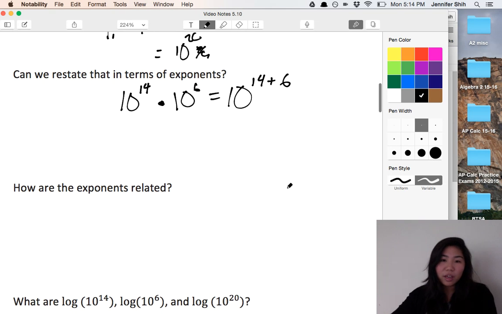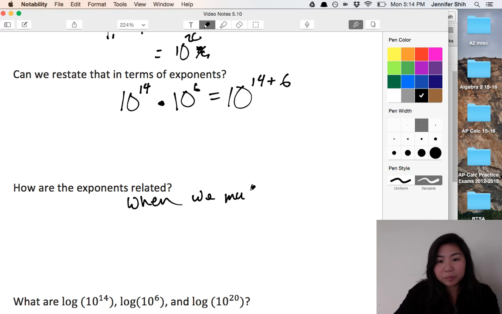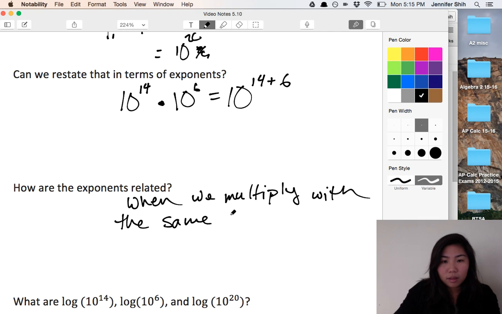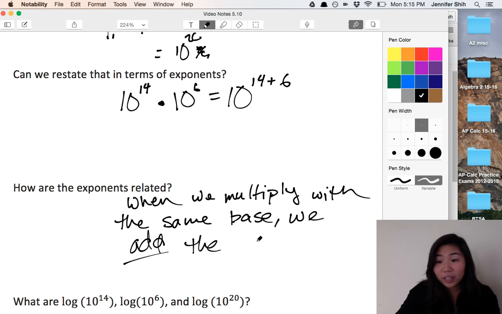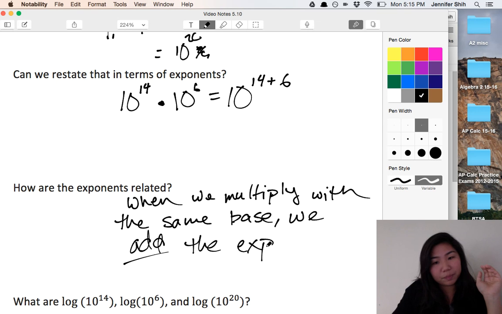So how are the exponents related? You would write in your notebook, can we restate the terms of the exponents? And then you would write, how are the exponents related when we multiply with the same base? We add the exponents. This is a property that you've taken notes on and practiced many times up until now.